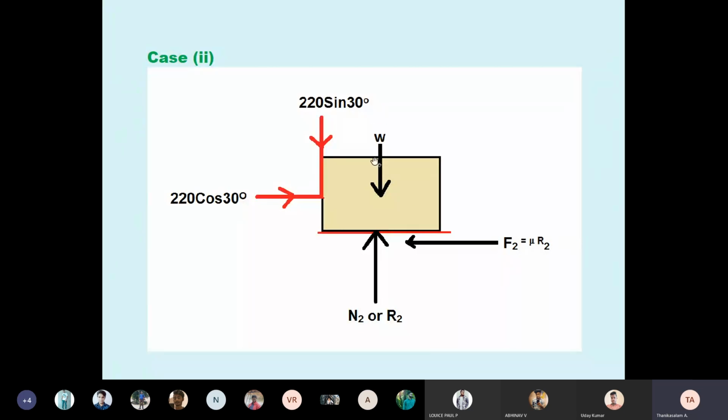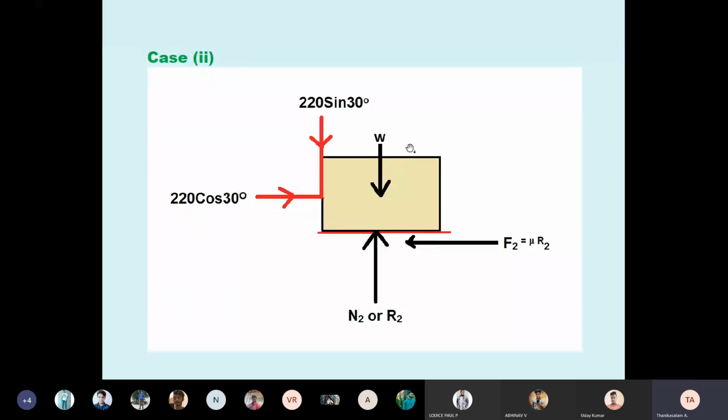Now the other things are the same. The weight is acting perpendicular downward, and every action has an equal and opposite reaction. The friction is on the left side. Why the left side? Because we are pushing to the right side. Why am I taking F2 here? Because the applied force is different. The weight is for the same body only, so I did not take W1 and W2, which would mean two different weights.